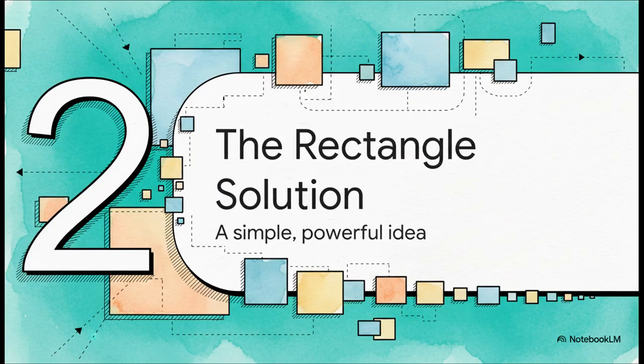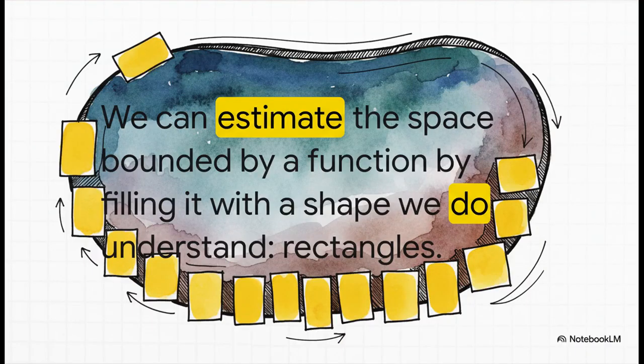And the solution to this really complex problem is actually incredibly simple. It doesn't start with some new, scary formula. It starts with a shape we already understand perfectly, the good old rectangle. And this, right here, is the big aha moment. Instead of trying to measure the weird curvy shape directly, what if we just approximate it? We can literally fill that space under the curve with a bunch of skinny rectangles and then just add up their areas. Sure, it's not going to be perfect, but it's a start. And it's a really, really clever one.